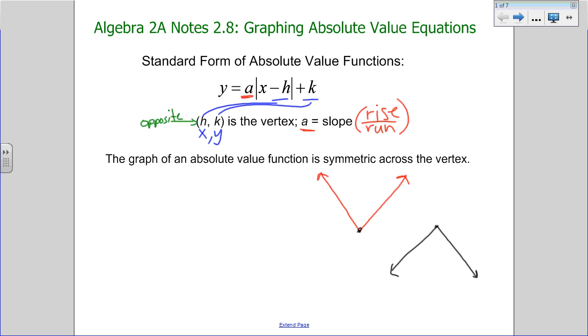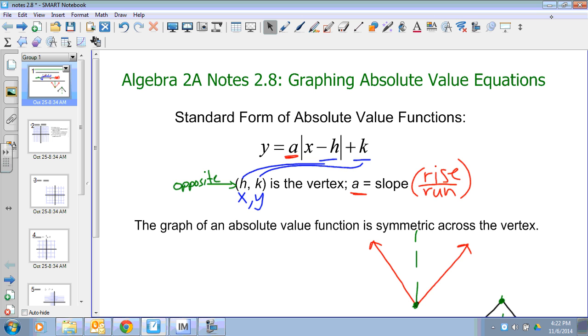But this is what we call the vertex. So this point right here is our vertex. And then we have our graph going down, and it's symmetric across that vertex. All right? So let's take a look at our first example.